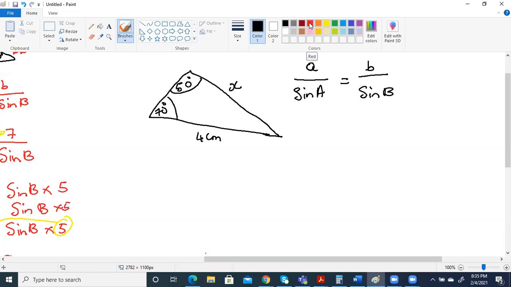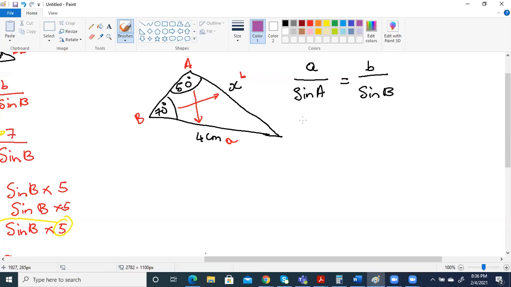For this angle 50, I'm going to call it angle A. Again, it doesn't matter whether you call it A or not. The opposite side is going to be my small a. Similarly, I'm going to call this angle here B, and the opposite side is my small b, which is the side I'm going to be trying to find. So let's plug these values into the formula.